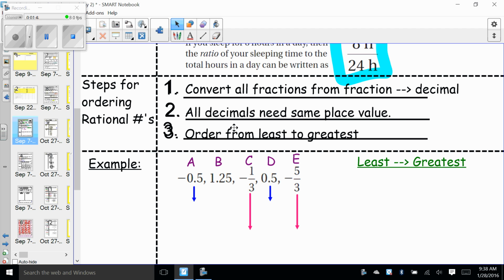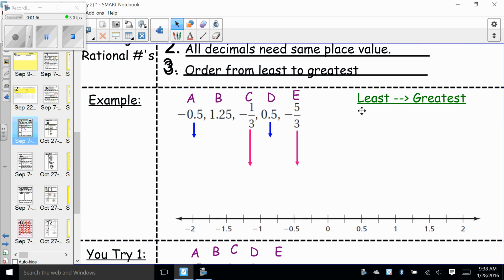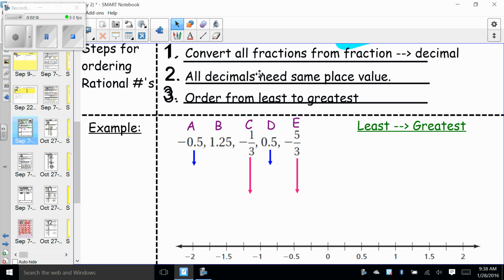Okay, so if I'm going too fast right now, you're going to need to stop that video. Otherwise, we're going to move on. Okay, so we have these 5 rational numbers. Again, all of these are considered rational because they can be turned into a fraction. They don't all look like fractions from the start, but they can be turned into a fraction. According to our directions here, we're going to convert all fractions from a fraction to a decimal and identify place value.